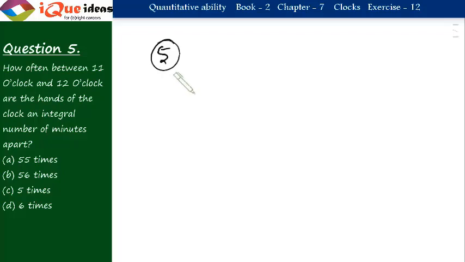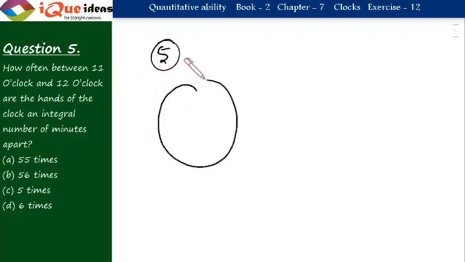So first, listen very, very carefully. There are a total of 3 ways of understanding this question. First, we'll take exactly what is given in the question, the words exactly given in the question, and it says integral number of minutes apart. That means the difference between them should be an integer in minutes. What exactly is the meaning of this? First, let's try to understand that.